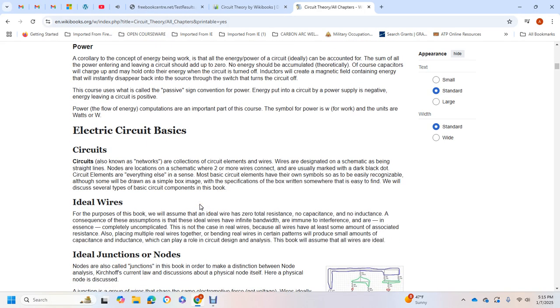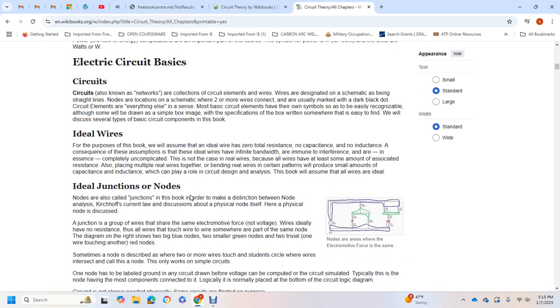Electrical circuits basics. Circuits, also known as networks, are collections of circuit elements or wires. A wire is designated in a schematic with a straight line. A node is a location in a schematic where two or more wires connect, usually marked with a dark black dot. Circuit elements are everything else, and some of the most basic circuit elements are simple and easily recognizable, although some are drawn as a simple box with the specification written somewhere easy to find. We will discuss several of the basic circuit components in this book.